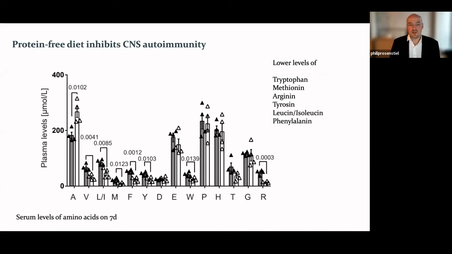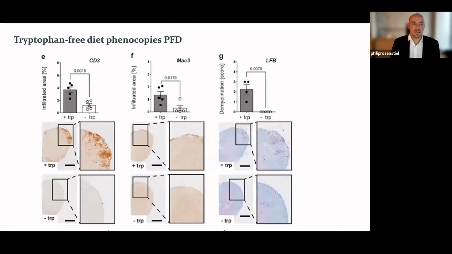And we then went on and asked, because we had this ACE2 phenomenon here, can we mimic the protein-free diet with the tryptophan-free diet? And that was the case. So the brown cells here are the infiltrating cells, and these are CD3s. And this is the demyelination that you can see. The demyelination score goes down to close to 0 when you take away the tryptophan.